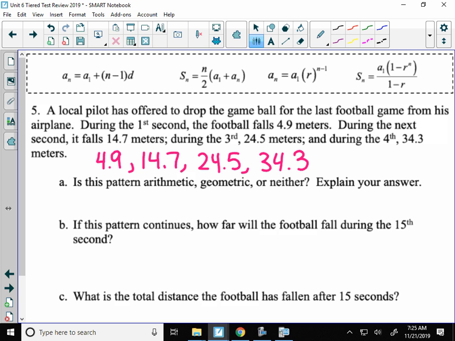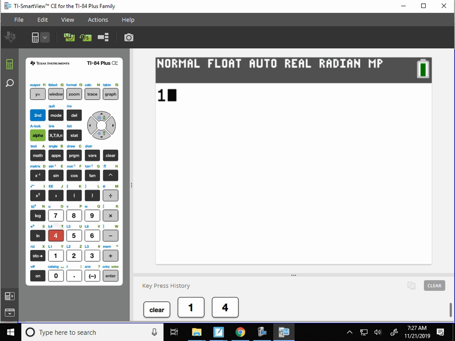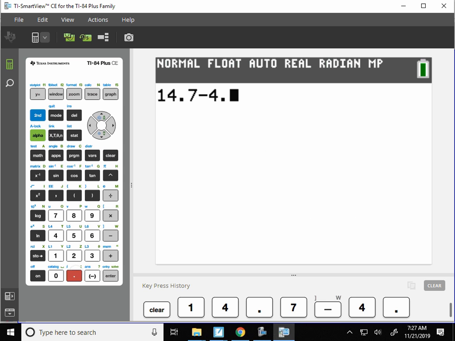Well, it's probably not neither, or else we wouldn't be asking you these questions. So let's start with arithmetic. In order to find the common difference for an arithmetic sequence, or just see if it's arithmetic, you're going to take the second term minus the first. So let's grab our calculators, and let's try 14.7 minus 4.9.